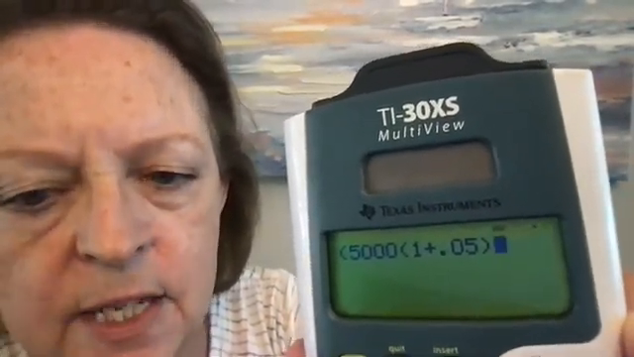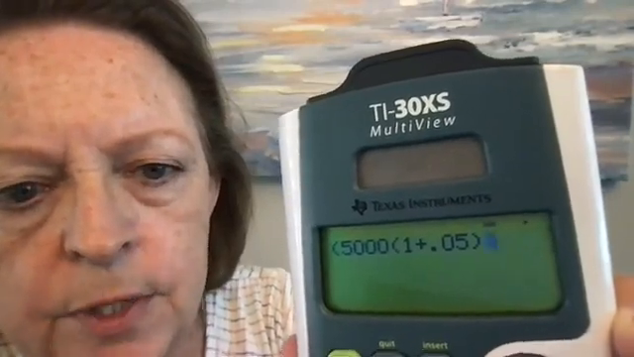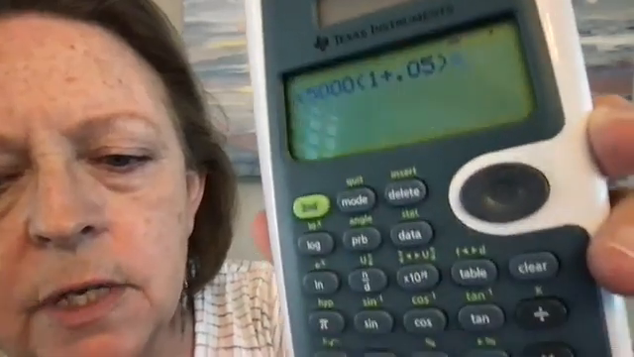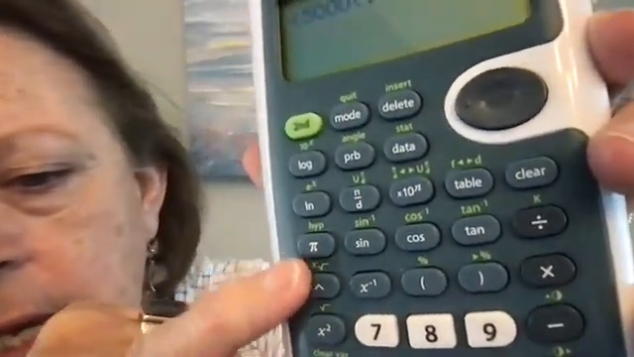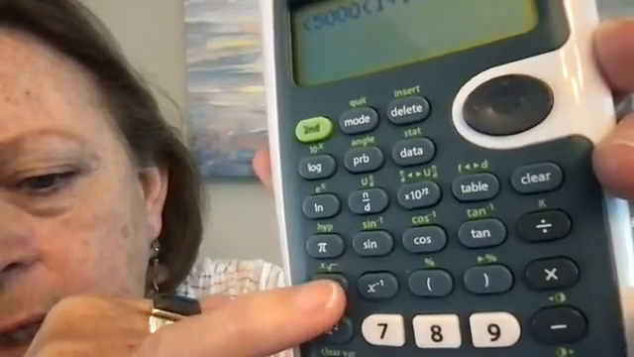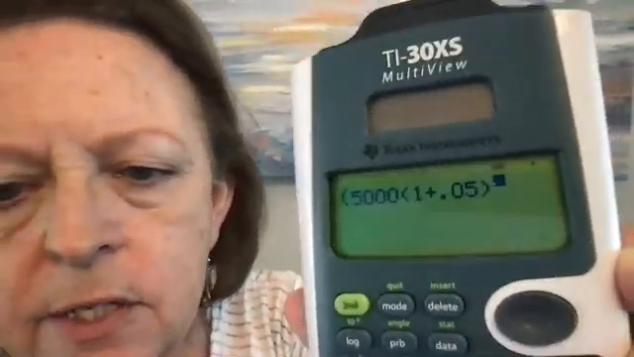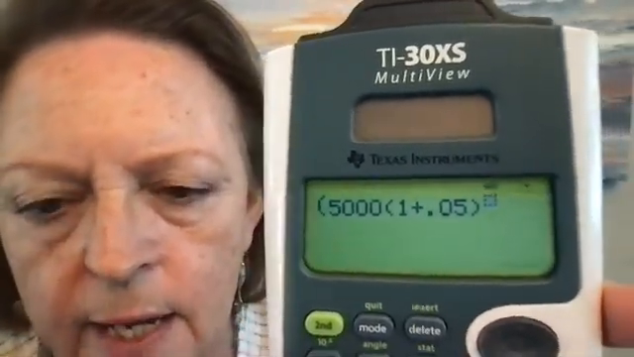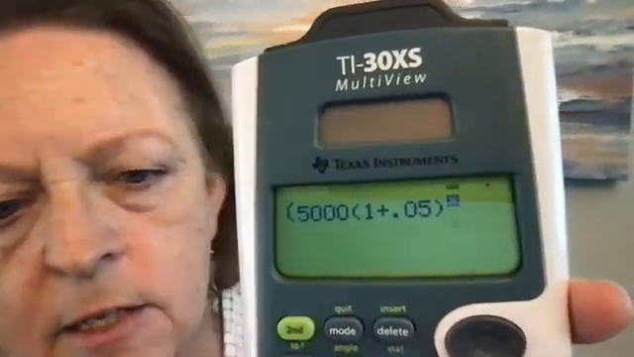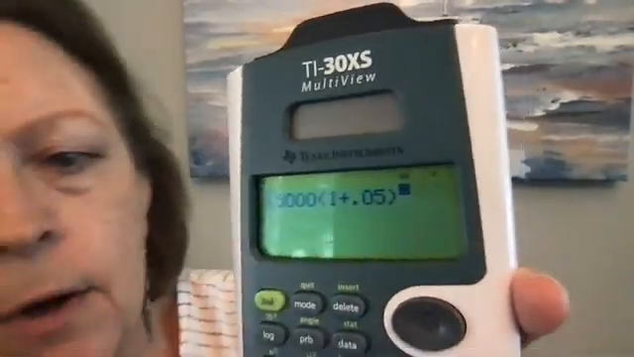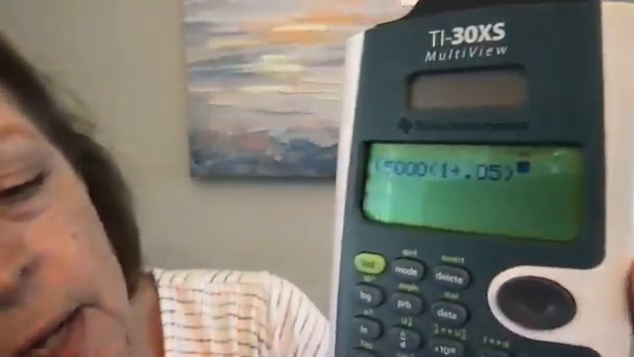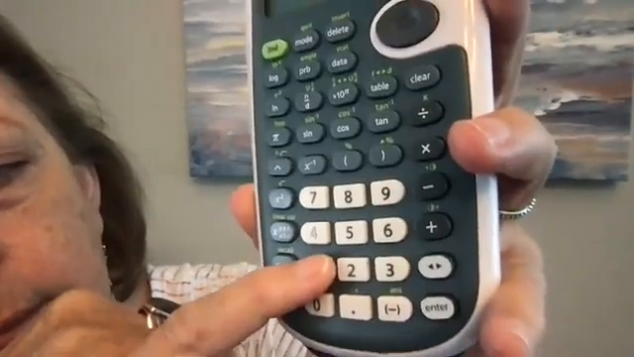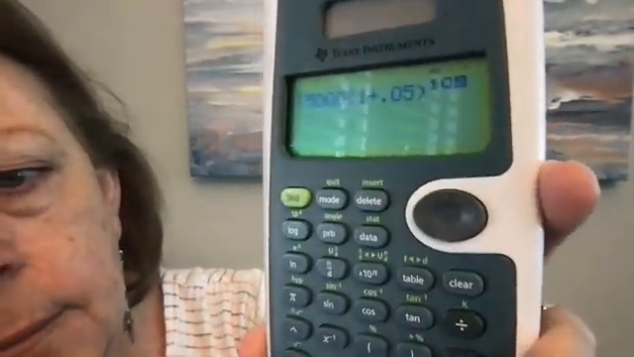Now, I want to raise this expression 1 plus 0.05 to the 10th power. So to do that, I use the caret key, and the caret key is right here. So I'm going to click that caret key. Now notice when I do that, look at the cursor really carefully. Notice how it's up high. It's in the exponent up there now. And so I can enter my 10. And it enters an exponent of 10.